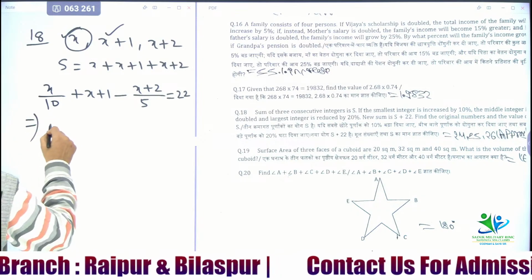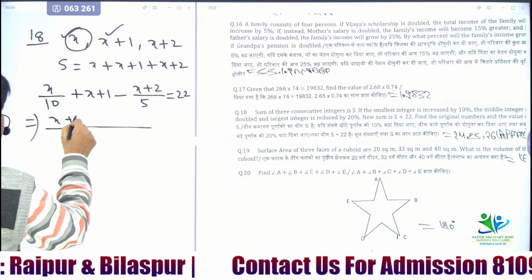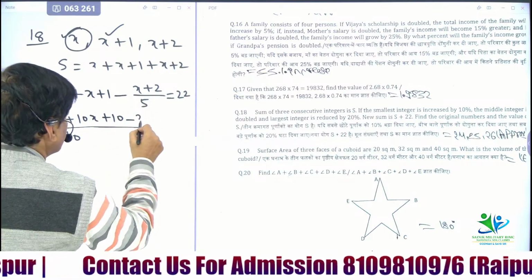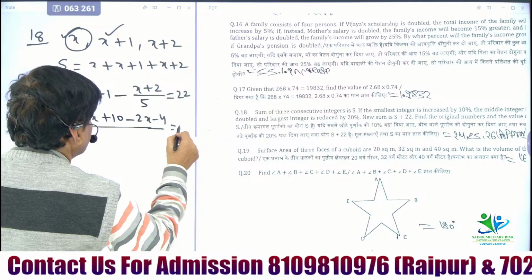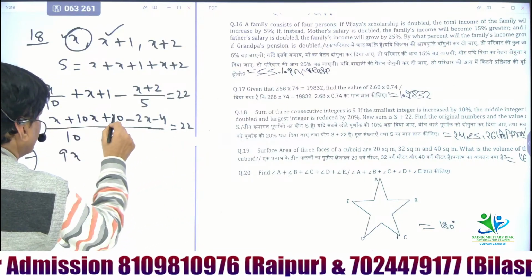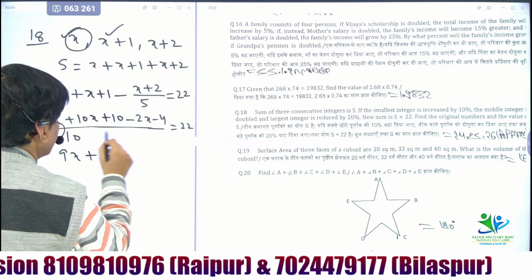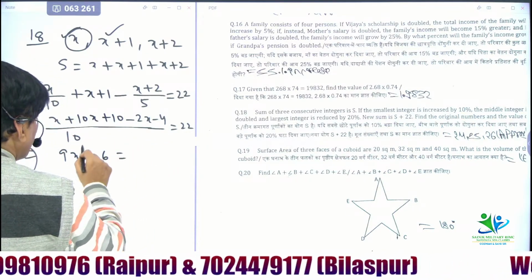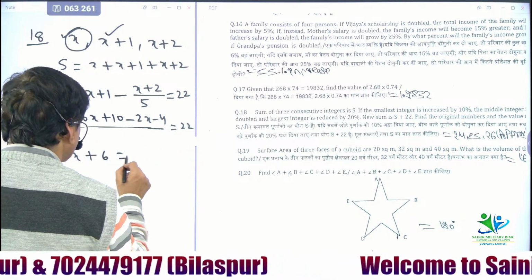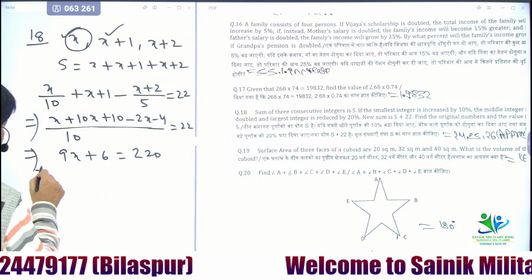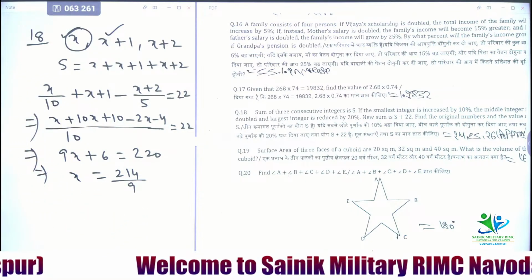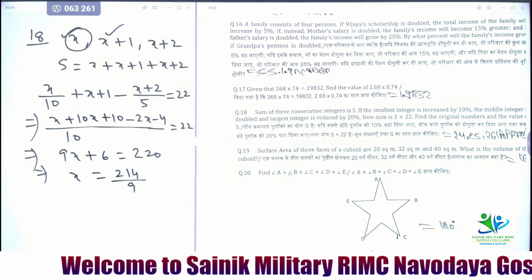Now solving this equation, 10 is the LCM: x plus 10x plus 10 minus 5 times, that is 2x minus 4, is equal to 22. And from here, 11 minus 2, that is 9x, over 10, minus 4, that is 6, and 22 into 10, that is 220. And from here x is equal to 214 by 9. It is not divisible by 9.